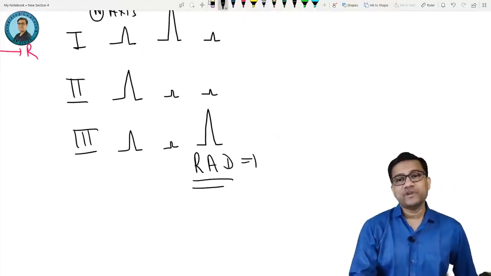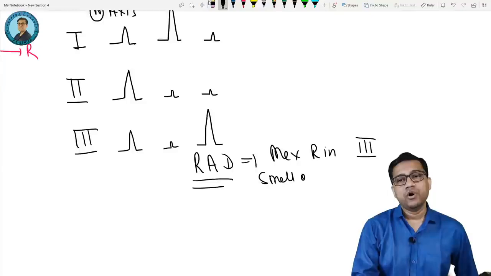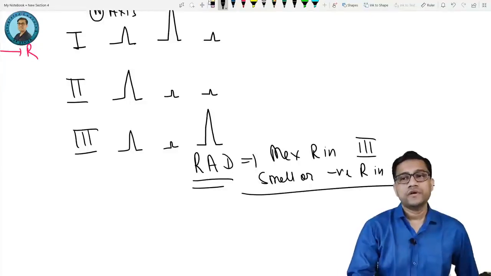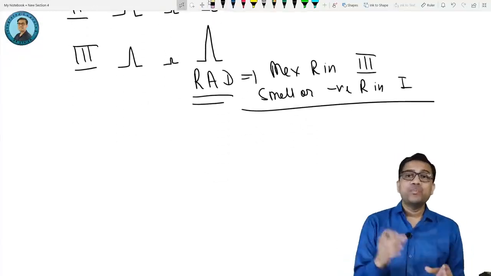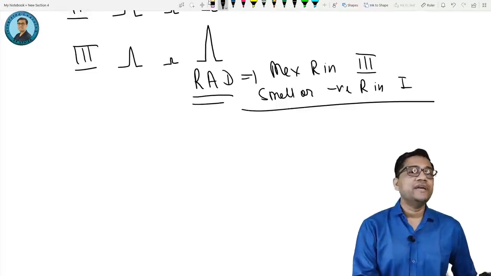In right axis, you will get maximum R in 3, small or even negative R in 1. Are you clear? So max R in 3, small or negative R in 1 indicate this.